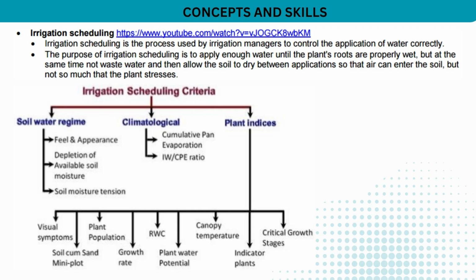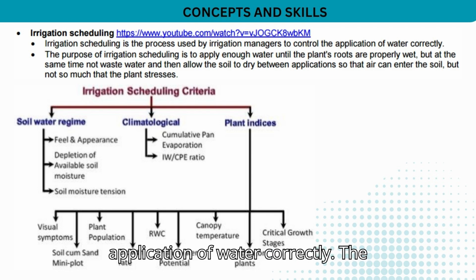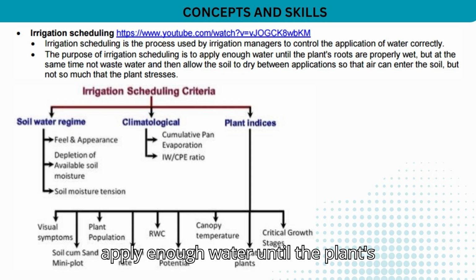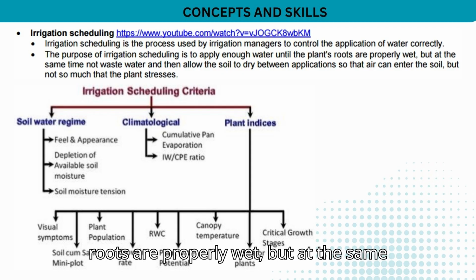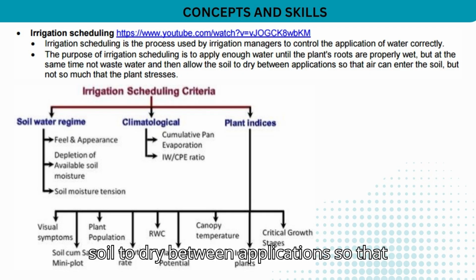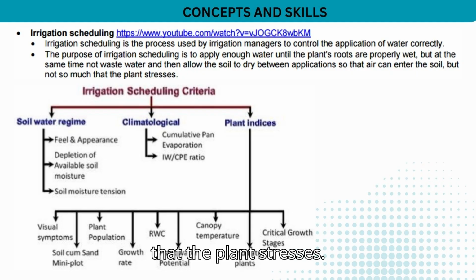Irrigation scheduling is the process used by irrigation managers to control the application of water correctly. The purpose of irrigation scheduling is to apply enough water until the plant's roots are properly wet, but at the same time not waste water and then allow the soil to dry between applications so that air can enter the soil, but not so much that the plant stresses.